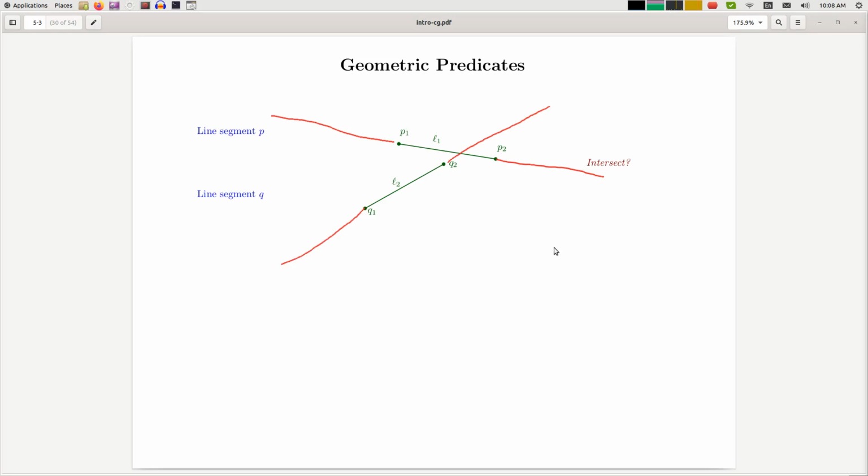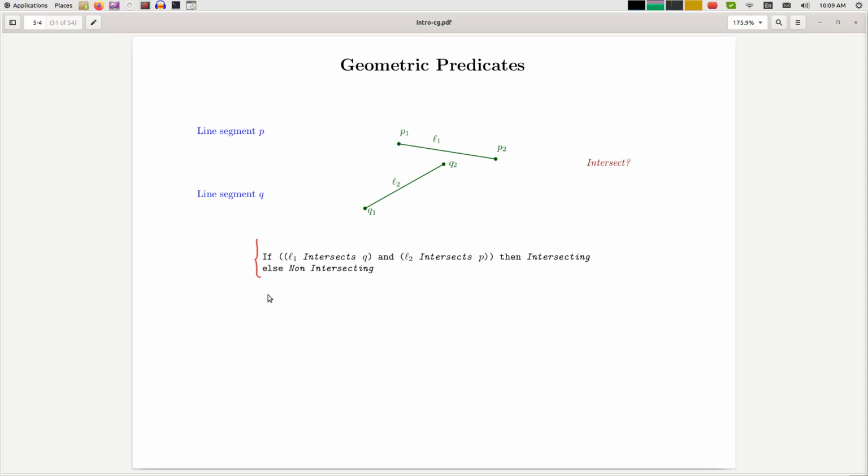So the only way two line segments can intersect is that if you draw the line through any of them, the other one intersects that line. So for example, like this. So basically the pseudocode is something like this. If L1 intersects Q and L2 intersects P, then the intersection is true, otherwise they're non-intersecting.